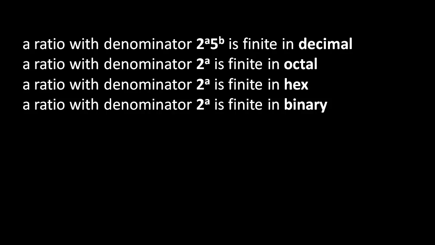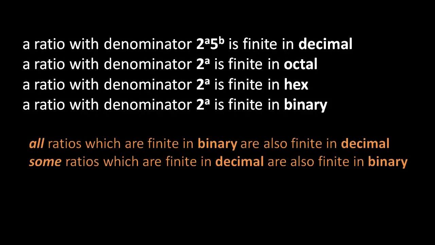You'll also note that in decimal, the formula yields all powers of 2, so any rational with a power of 2 denominator is finite in decimal as well. We can observe, then, that all ratios which are finite in binary are also finite in decimal, but only some ratios which are finite in decimal are also finite in binary.